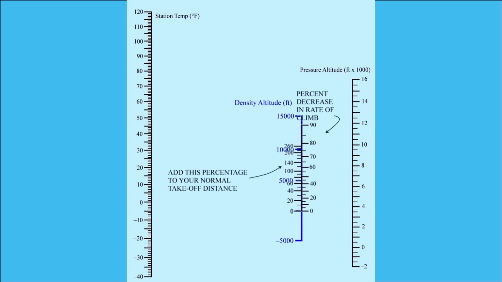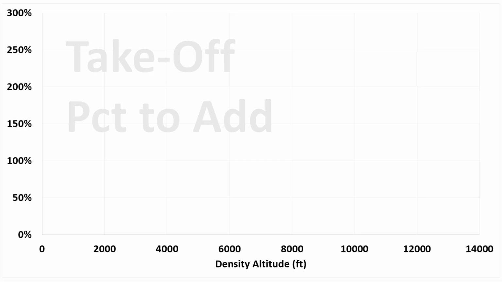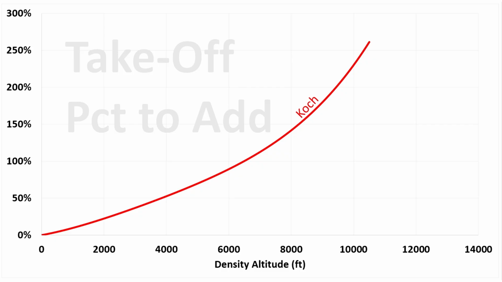Setting aside the rate of climb issue for now, let's look at how Koch saw density altitude's effect. If we pick points off the Koch scale and compare them to our density altitude scale, we can generate a curve. Here we have a plot of such points. We can see that Koch doesn't see density altitude as having a linear effect on takeoff distance, as the graph gets steeper and steeper as density altitude increases, which means our takeoff run is getting longer and longer.